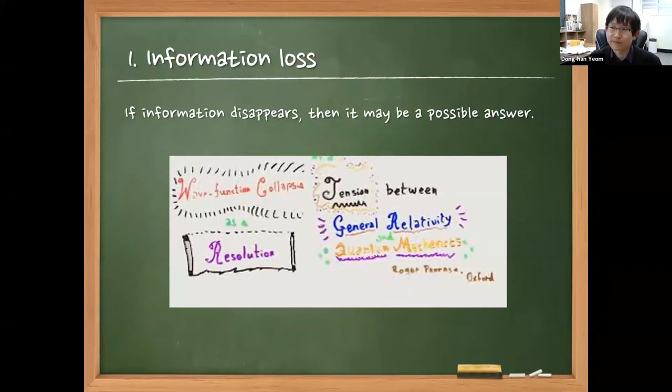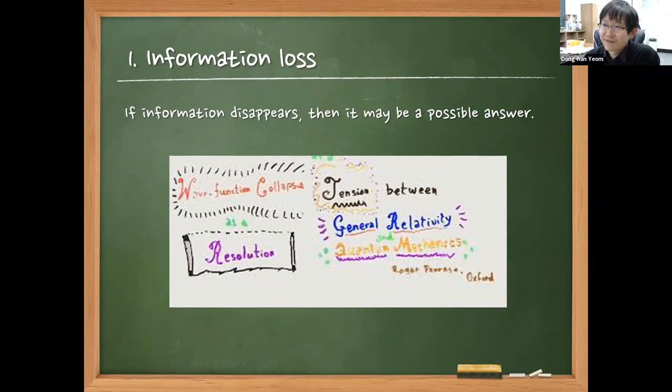I took this photo from a presentation of Roger Penrose. Penrose has given several lectures, and wave function collapse is the resolution of the tension between GR and quantum mechanics. So I mean, this is about the information loss paradox, and maybe information loss is the resolution of the tension between GR and quantum mechanics. This is his opinion.